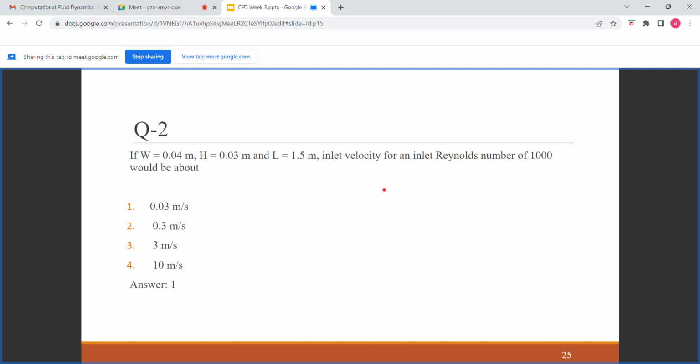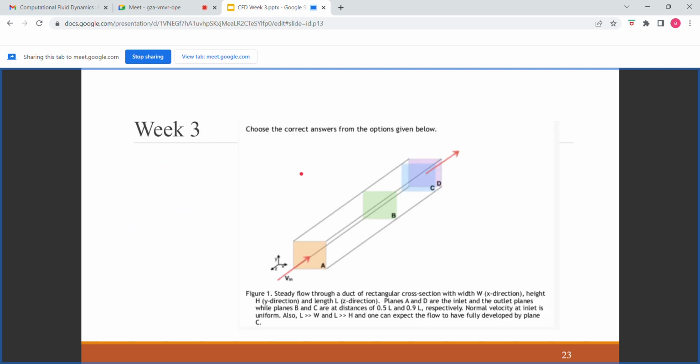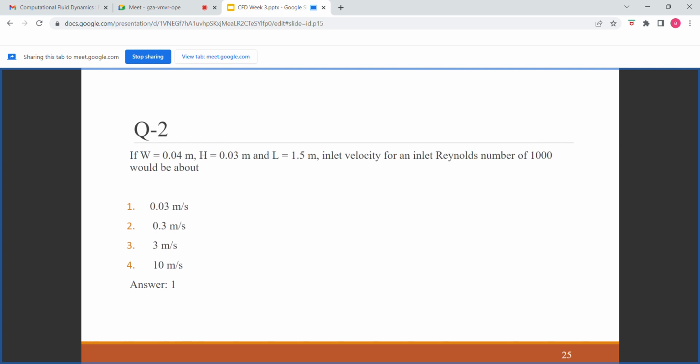Since the problem is dealing with the rectangular duct, the general formula for Reynolds number is Reynolds number equal to rho V d by mu, where we consider the flow to be water. We know rho is 1000 kg per meter cube, the density of water, and viscosity would be 1 into 10 power minus 3 kg per meter second. In this case, the remaining things are V and D. V is asked in the question.